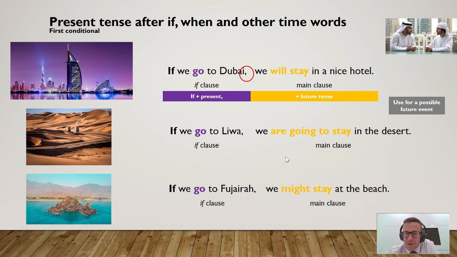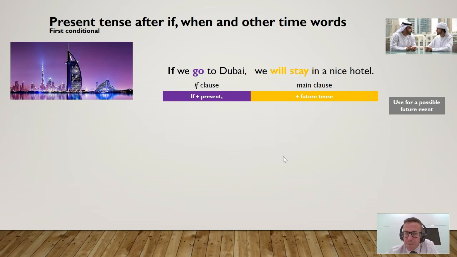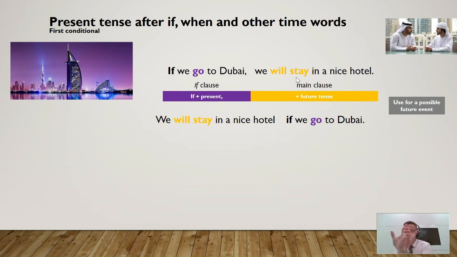Okay, now we're going to look at other ways to do this. This is the basic way of using first conditional. Look at this sentence. We will stay in a nice hotel if we go to Dubai. There is no difference in meaning. They are both possible futures. They are exactly the same, but I have changed the order. We will stay in a nice hotel if we go to Dubai. Notice, so the future tense comes first, and then we have if and present.